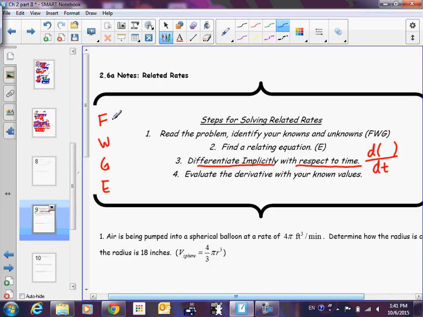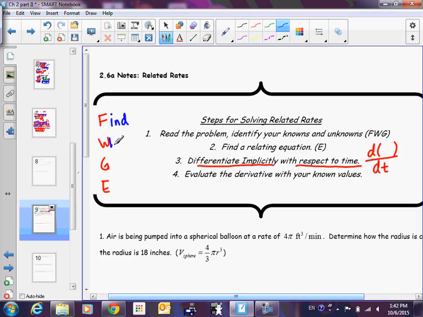The F stands for find. In each problem, you've got to figure out, what am I looking for? What am I trying to find? Sometimes they're going to ask it as a question. Sometimes they're going to say find this, determine this, evaluate this. But find is what you're looking for as your answer.